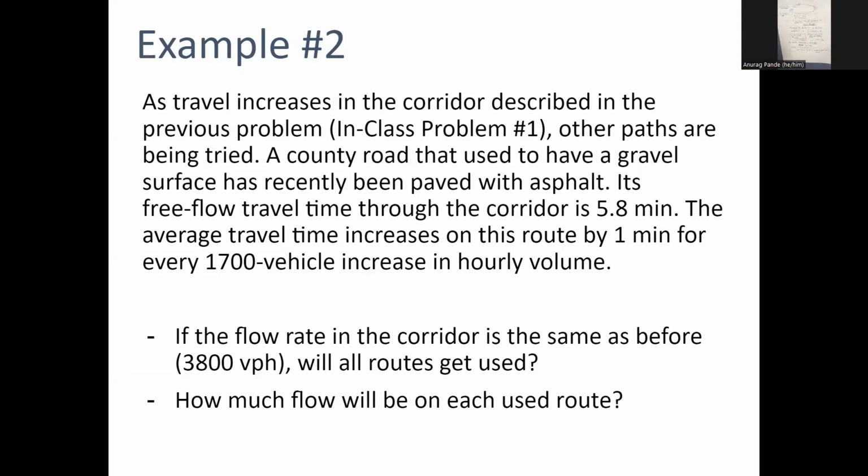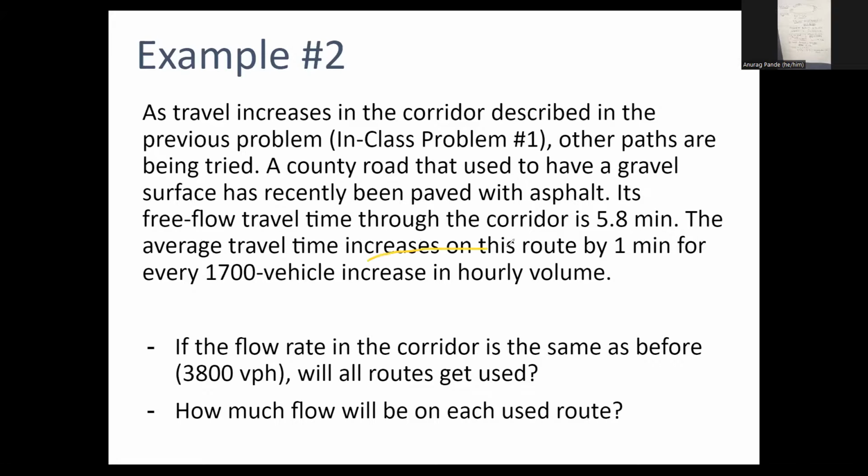The average travel time increases on this route by 1 minute for every 1,700 vehicles per hour increase in hourly volume. Okay, so the next question for you is, based on this statement, just this statement right here, based on basically those two things, 5.8 minute travel time, and then this 1 minute increase for every 1,700 vehicles increase in hourly volume. Can you write the link performance function?